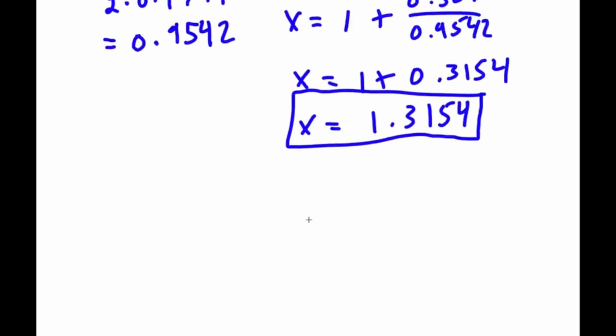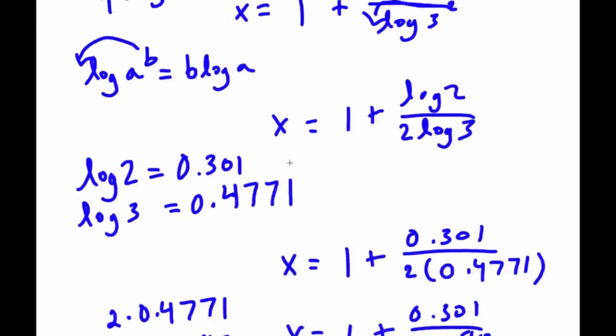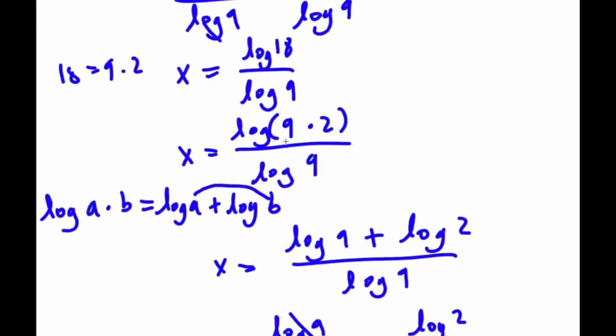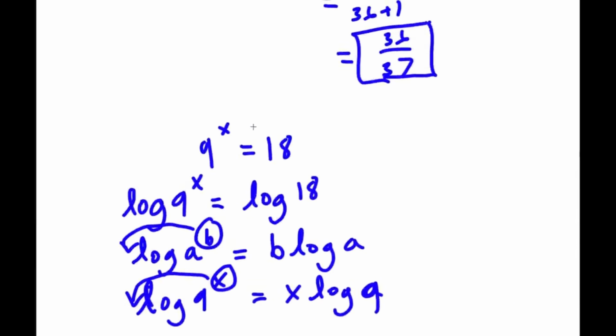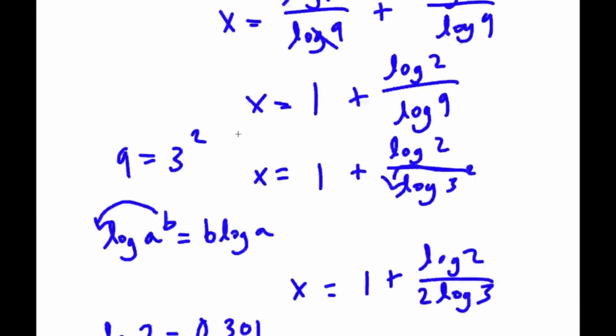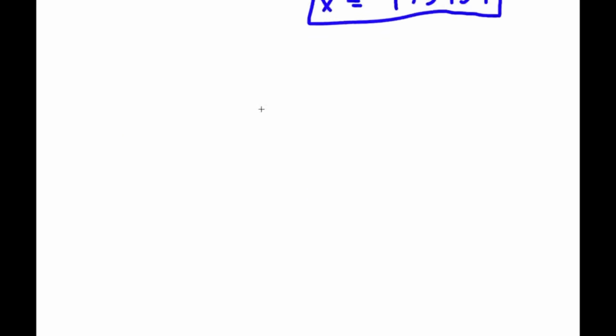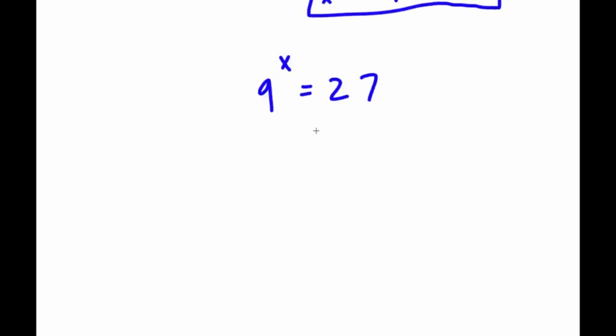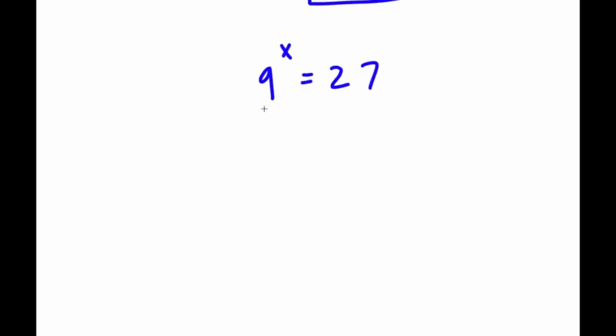And now I'm going to give you guys a similar problem, but which is much easier, and it doesn't require any logarithms. So our original problem was 9 to the power of x is equal to 18. Now I'm going to give you guys 9 to the power of x is equal to 27. So I'm going to ask you guys to pause the video and try to solve this problem. Alright, so I'm assuming you guys paused the video and tried to solve the problem.